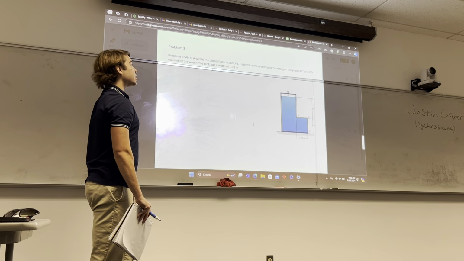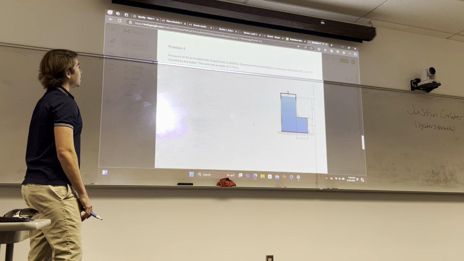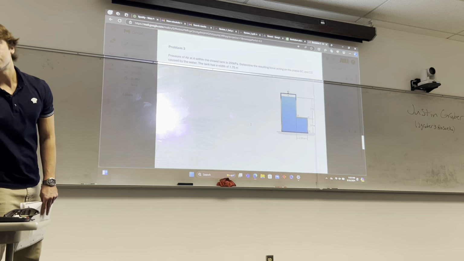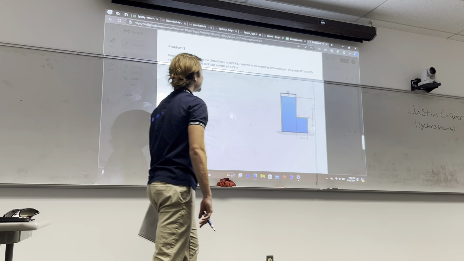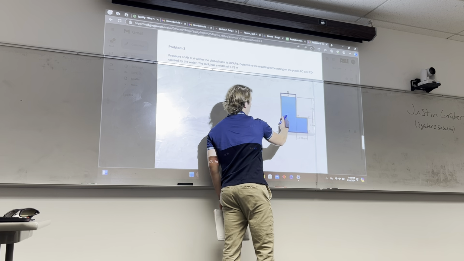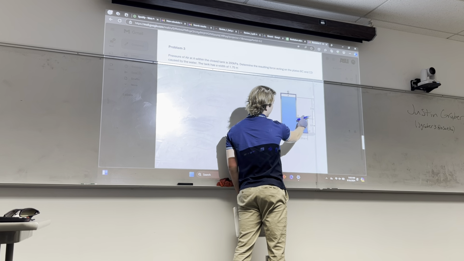It's 200 kilopascals. So we're going to determine the resulting force acting on the plates BC and CD caused by the water. The tank has a width of 1.75 meters. All right. So for BC, since this is a horizontal plate, we're just finding the pressure at B, because pressure at B and C would be the same thing.